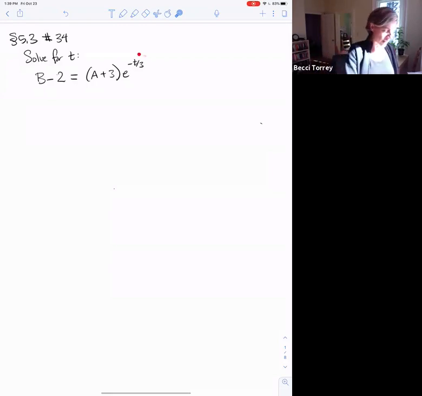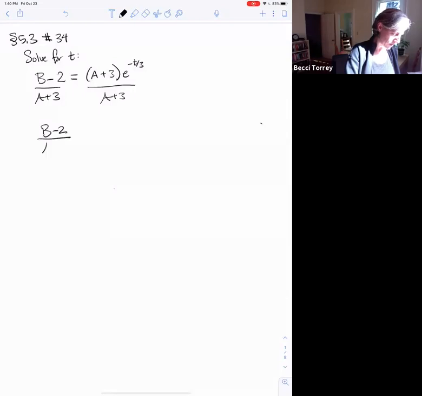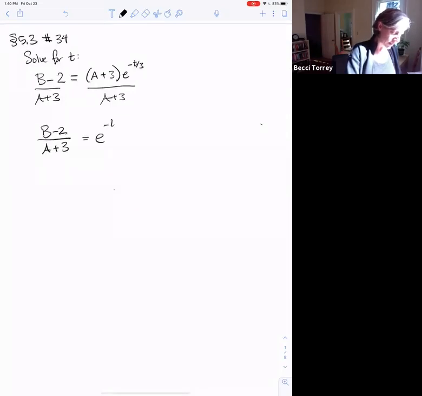So we're trying to get the t by itself, and the t is up here in the exponent of the e, and then that whole thing is being multiplied by the a plus 3. So the first step we're going to do is divide both sides by a plus 3. And then this doesn't look very nice, but we're just going to leave this whole big side over here. b minus 2 divided by a plus 3 is equal to e to the minus t over 3.